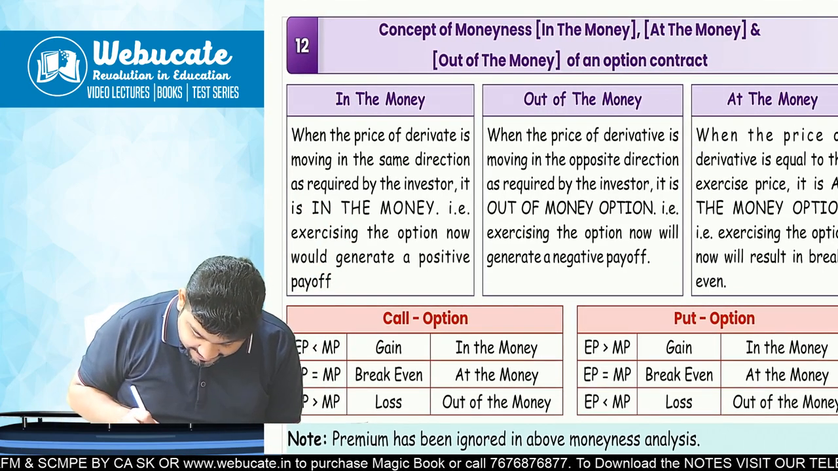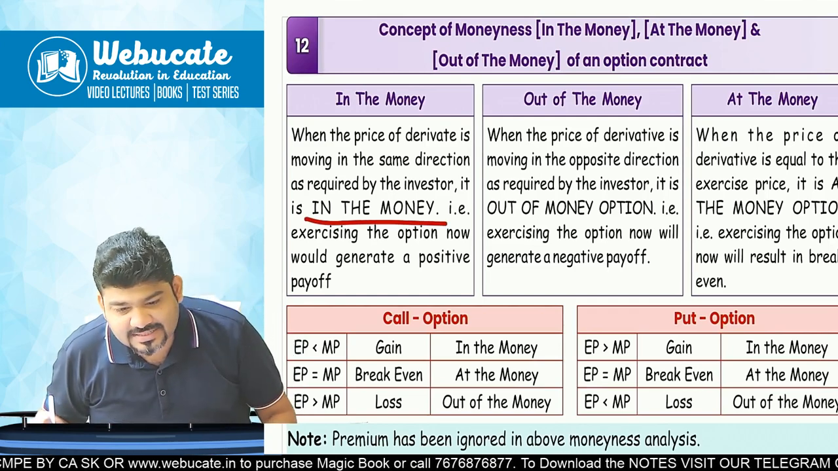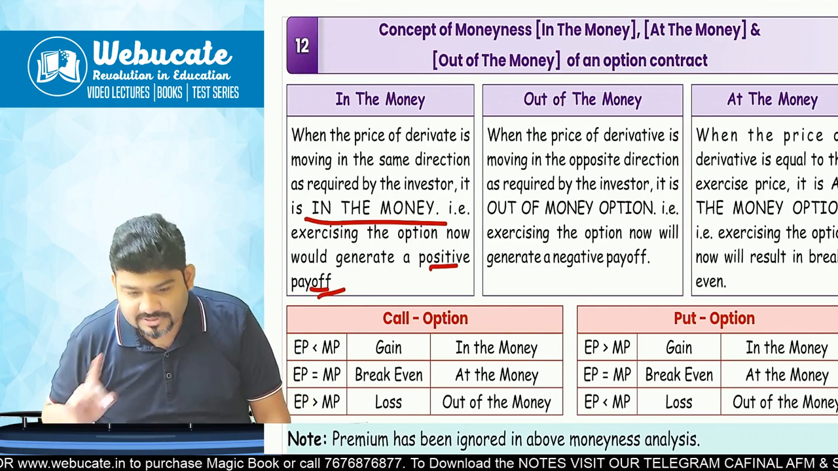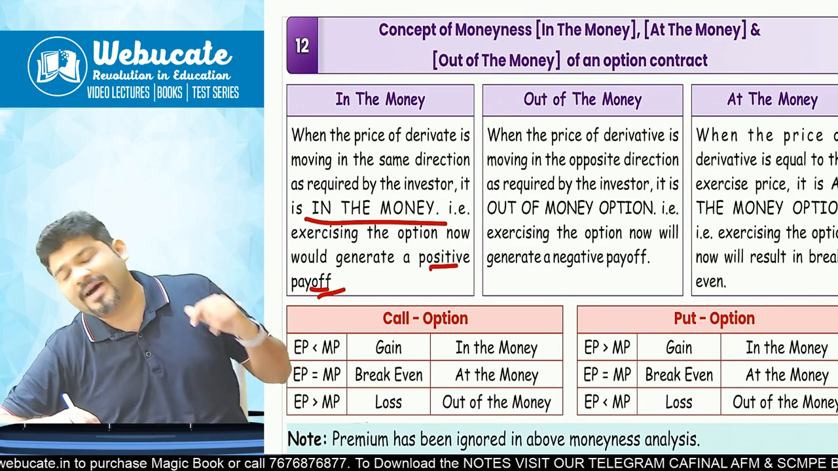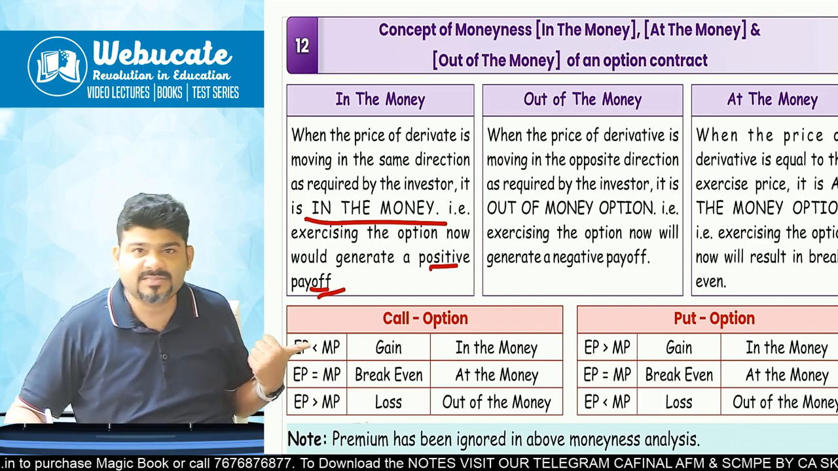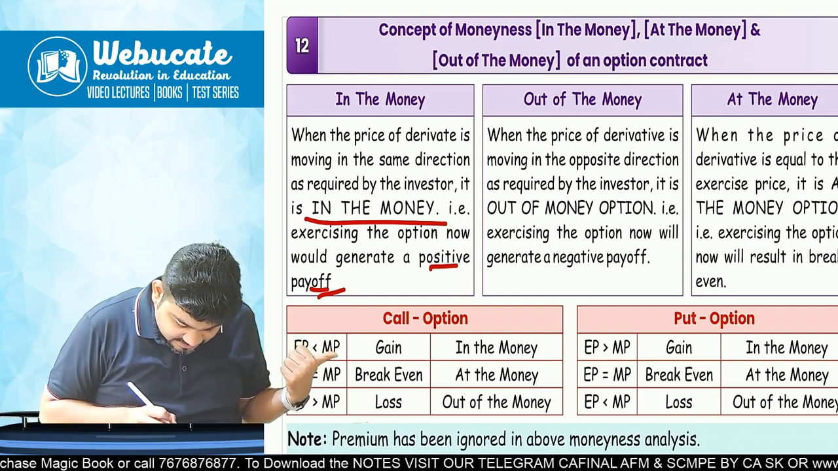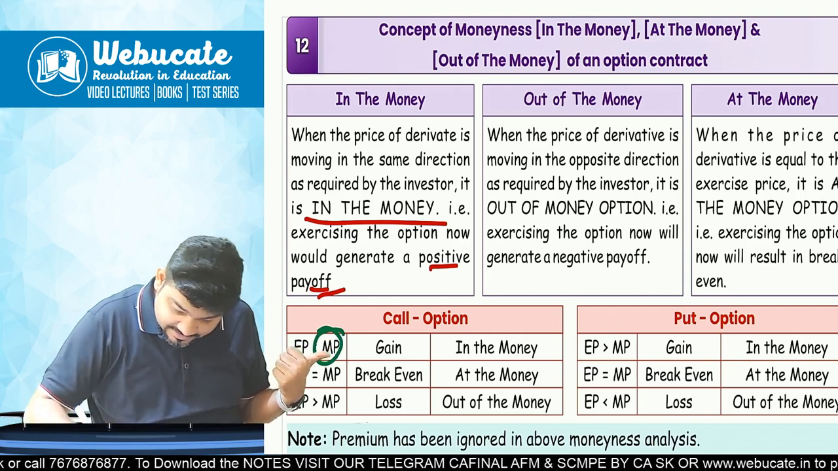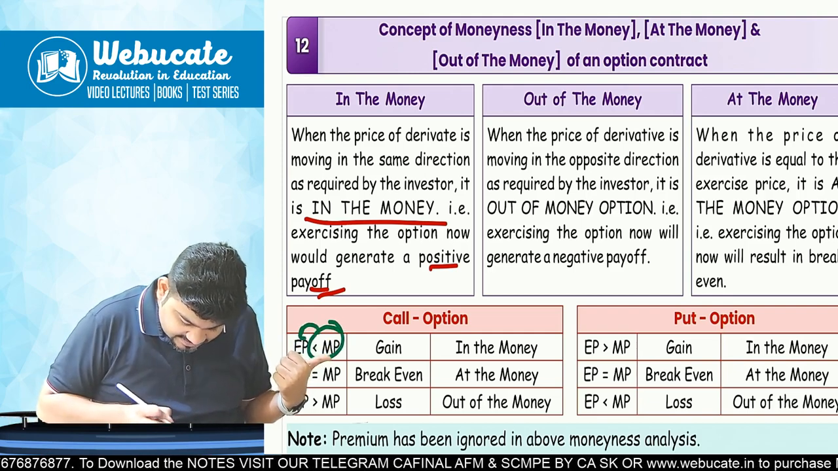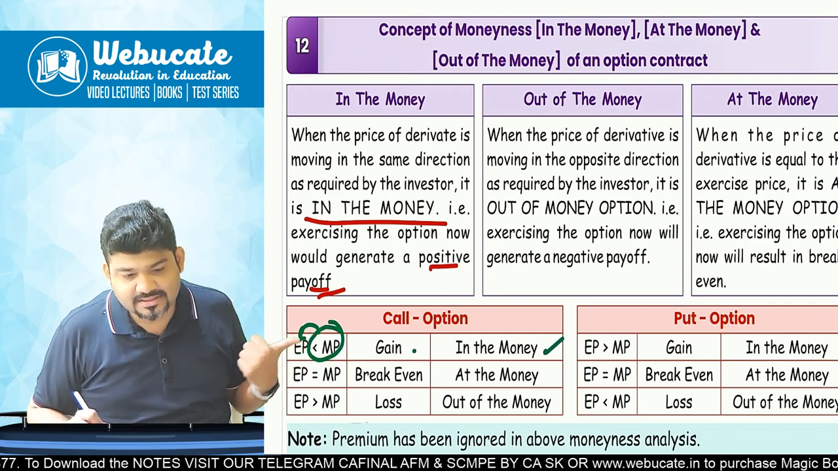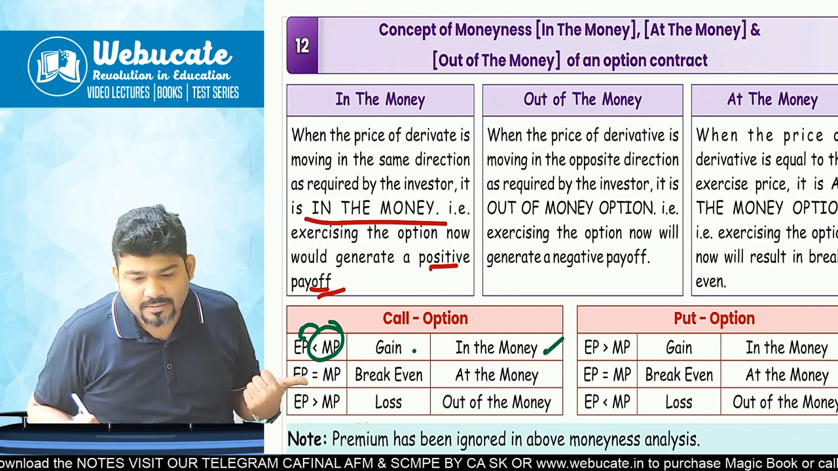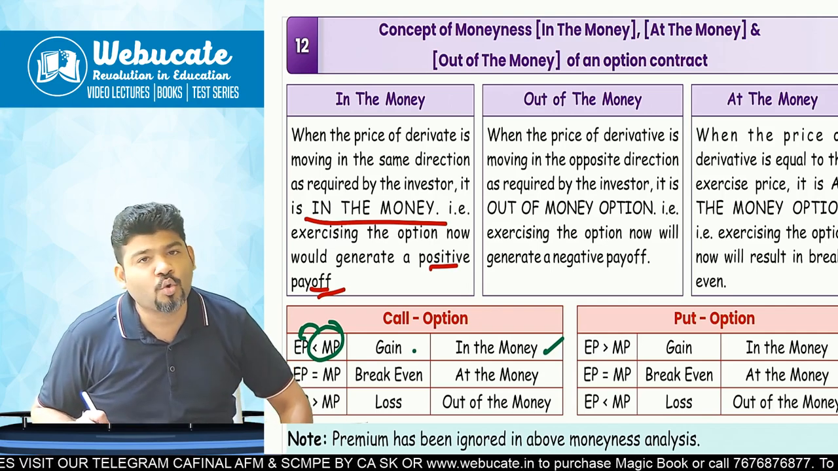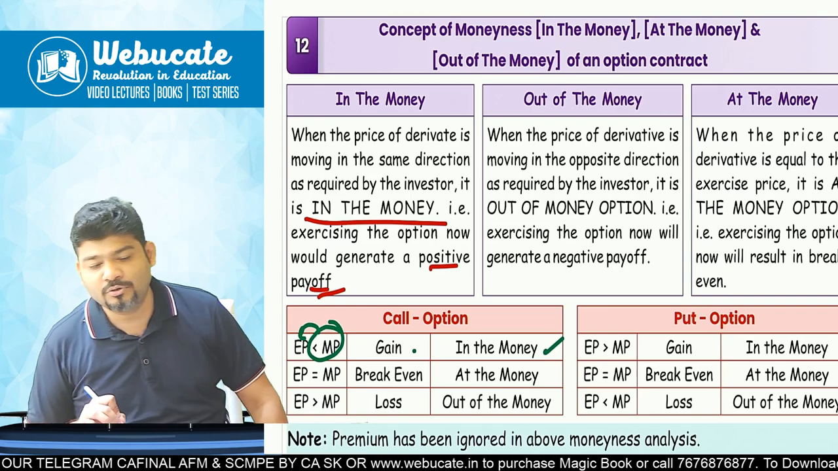as required by the investor, it is in the money. That is, exercising the option would generate a positive payoff. So in case of call option, you want the market to go up, right? So exercise price is less than the market price, meaning market price is greater than the exercise price. It is again in the money. Equal, break even, at the money. Exercise price greater than market price, it is a loss and that will be out of the money.